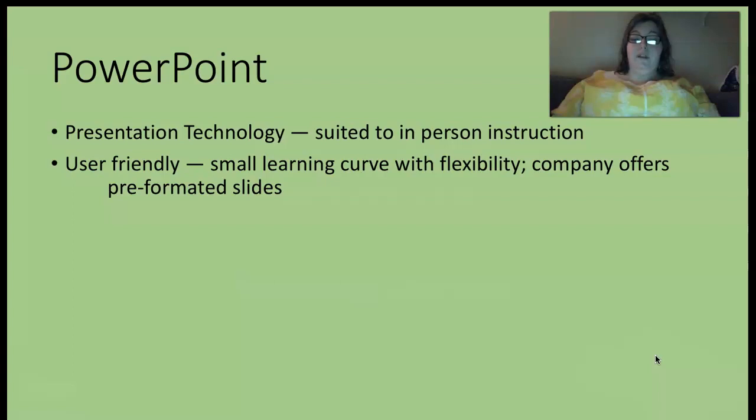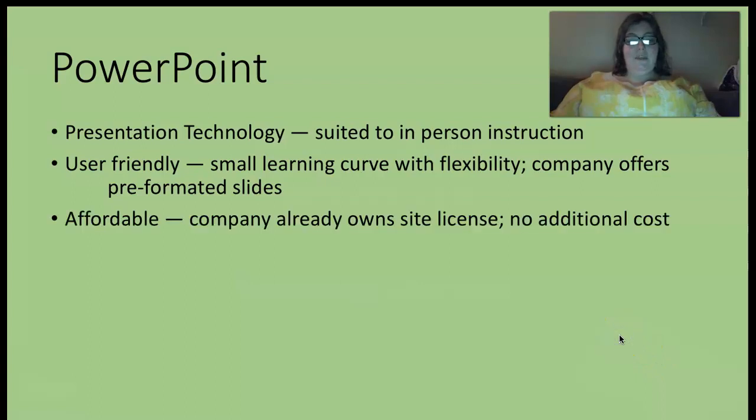PowerPoint is user-friendly. There is a small learning curve with maximum flexibility. The company also offers pre-formatted slides, which makes design even easier. There will be no additional cost to the company, as the company already owns a site license.